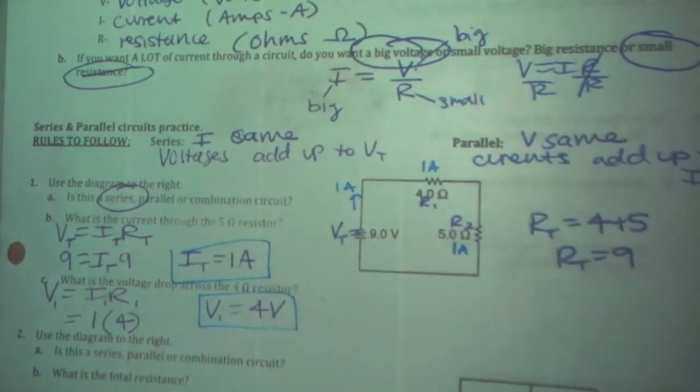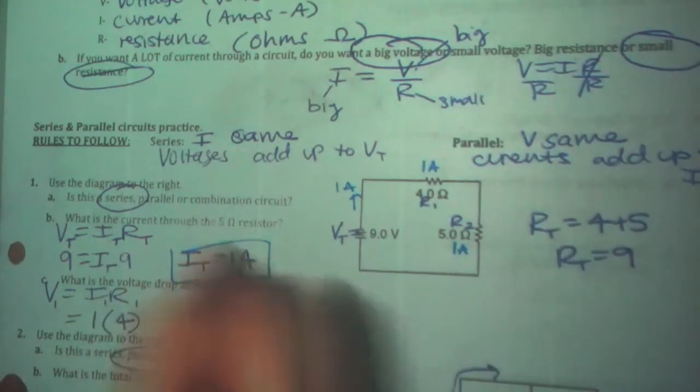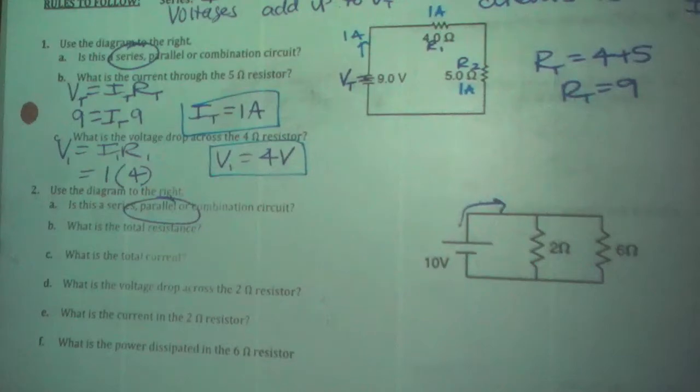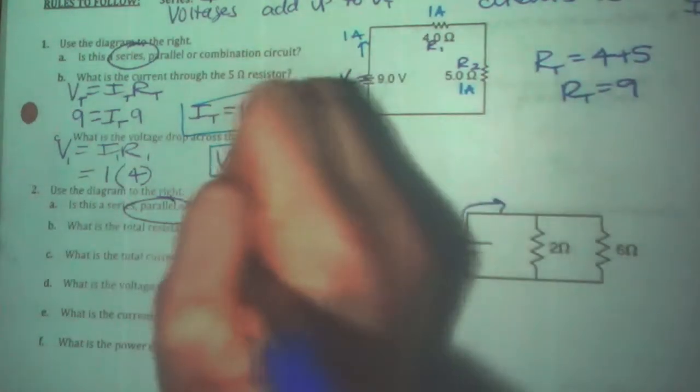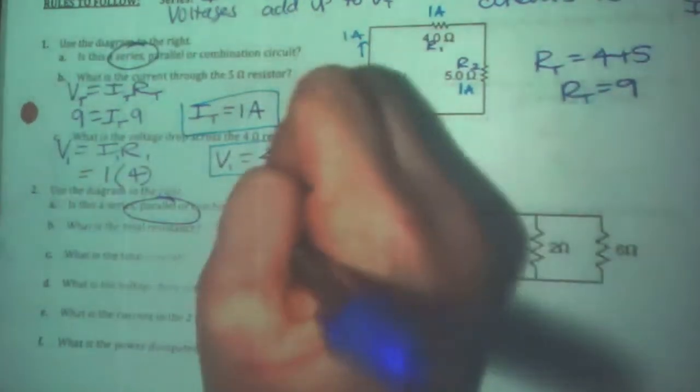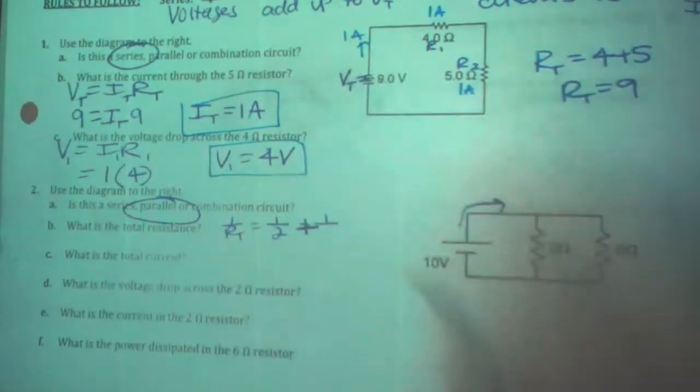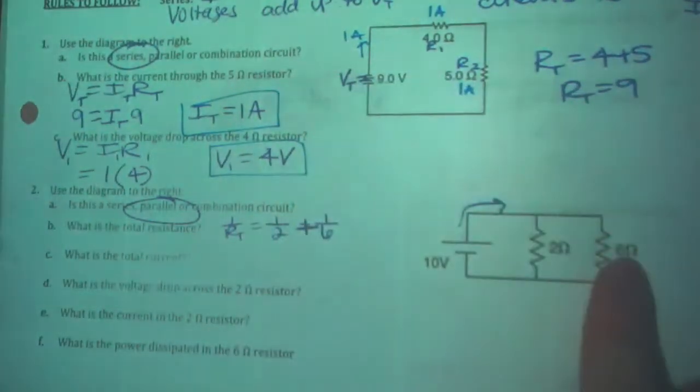The circuit to the right is a parallel circuit because current is going to come up right here and split between these two branches. To find total resistance, I have to do 1 over R total equals 1 over R1, which is 2, plus 1 over the other resistance, 6.